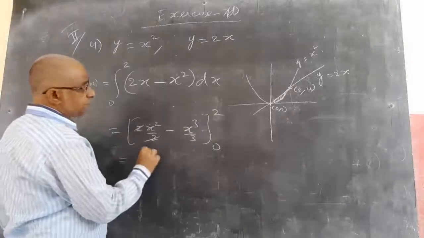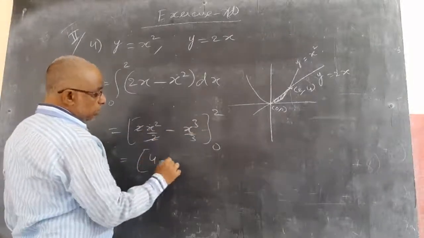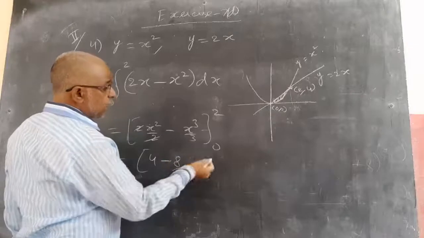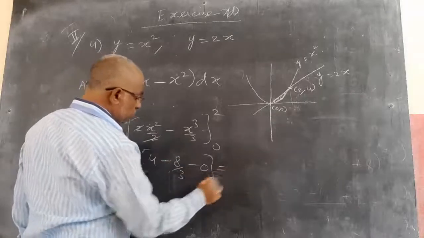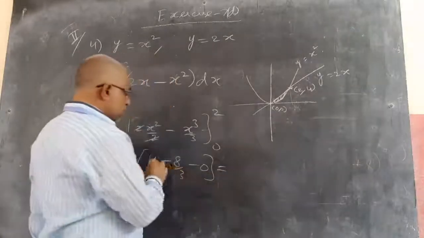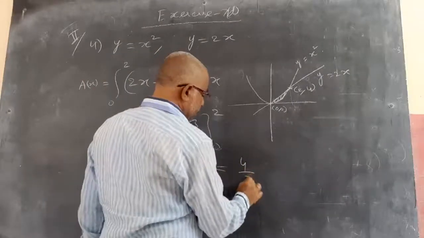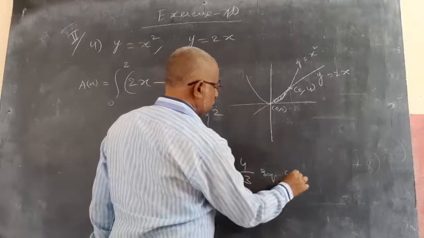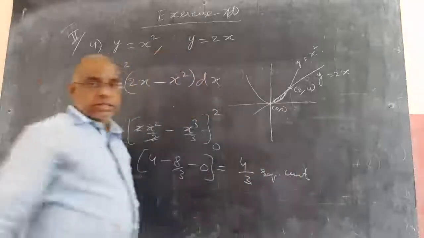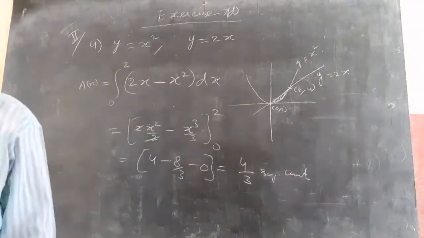Now the upper limit is 2. If I substitute, 2 square is 4, minus 2 cube is 8 by 3. The lower limit is anyhow 0 only, no need to do. So 3 LCM, 3 4s are 12 minus 8, 4 by 3 square units. Very simple.